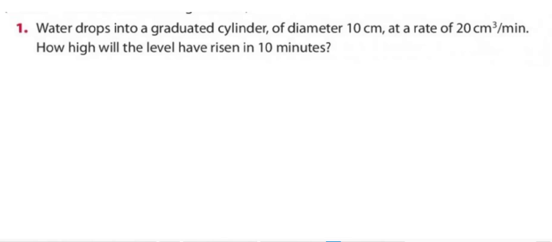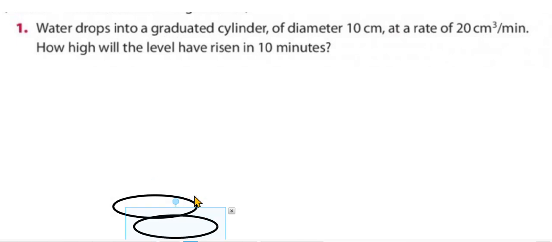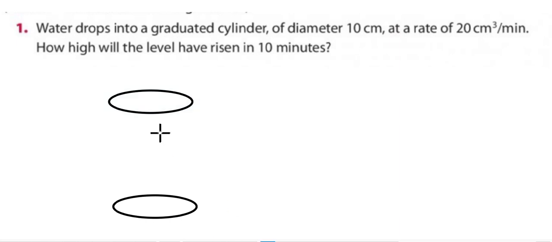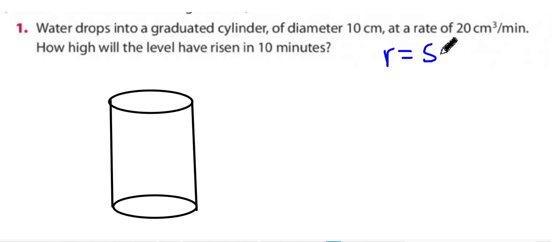Would you all agree there's a cylinder in this question? A graduated cylinder. So there it is there. Diameter of 10 means a radius of 5. Okay, now here's what happens.